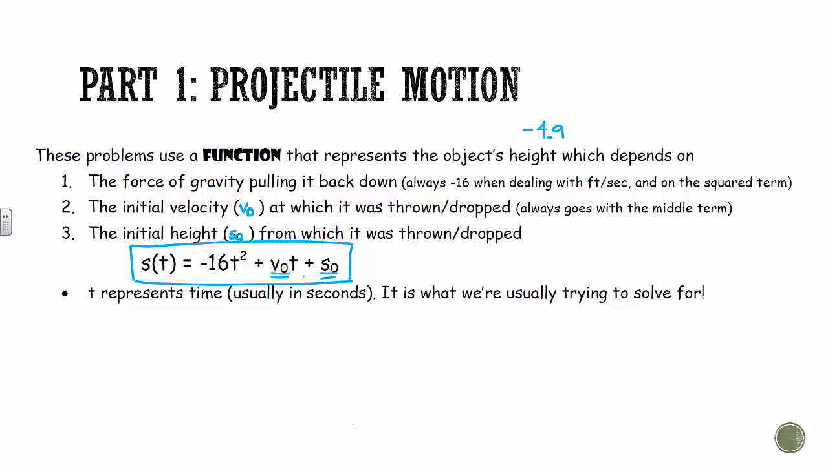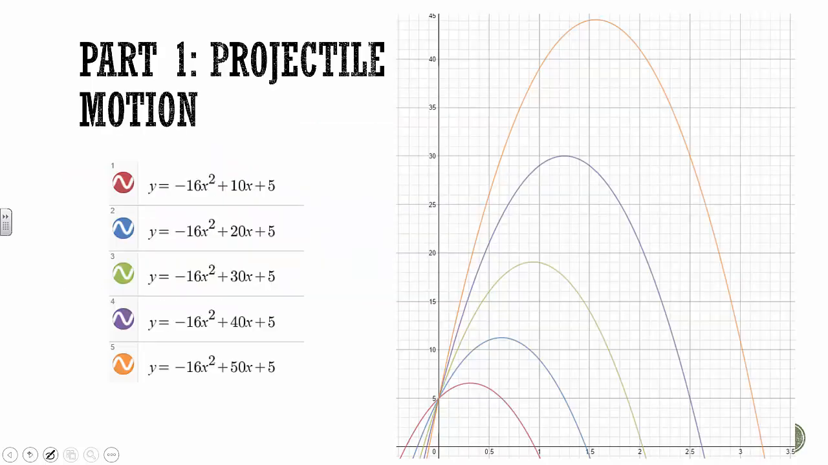We tend to use t here instead of x because t represents time, and it's usually in seconds. If you're given feet per second, the time is in seconds. But if you're given something in miles per hour, the time would be in hours. But since we're talking about things going up in the air and coming back down, we focus on seconds.